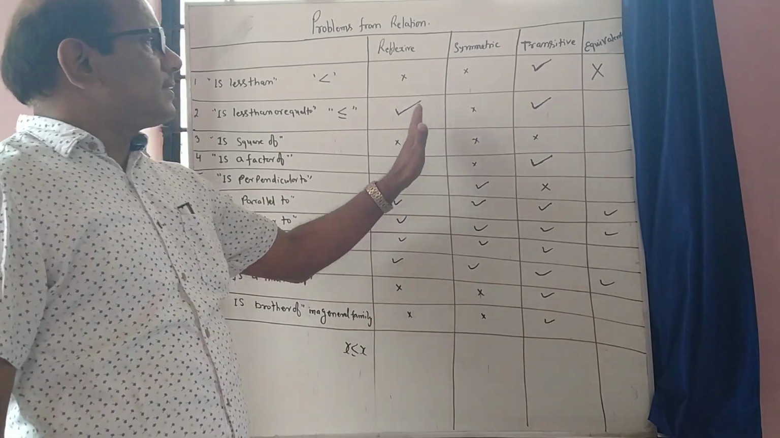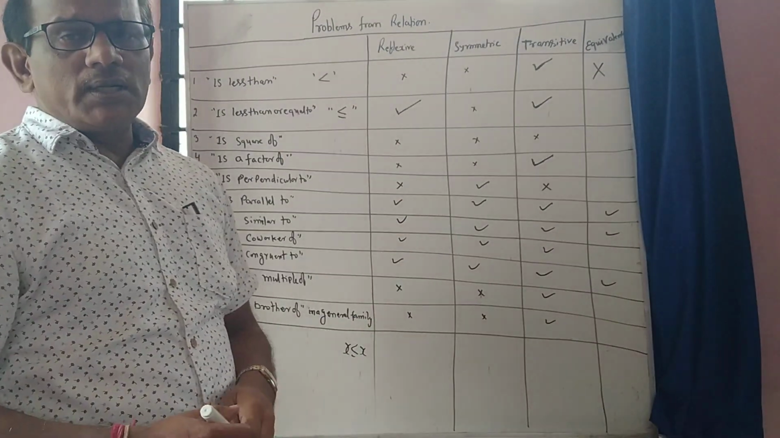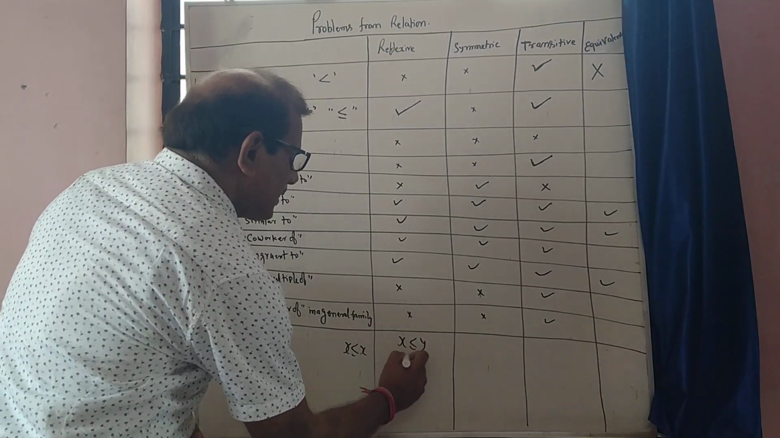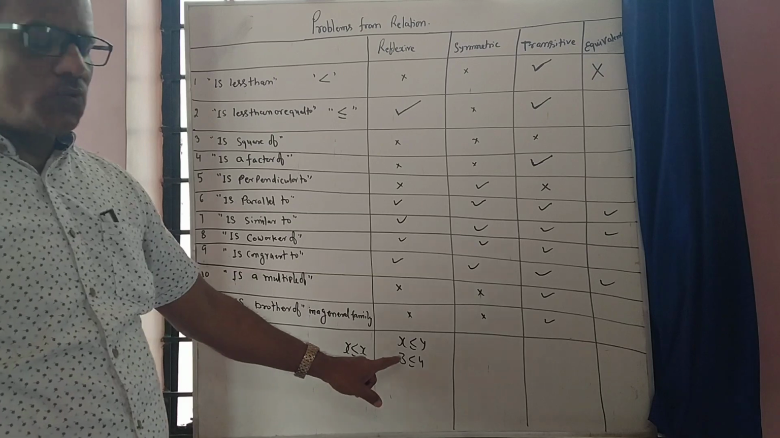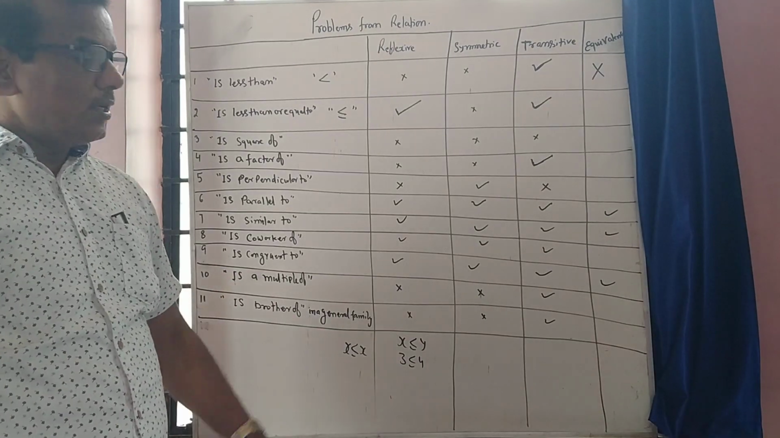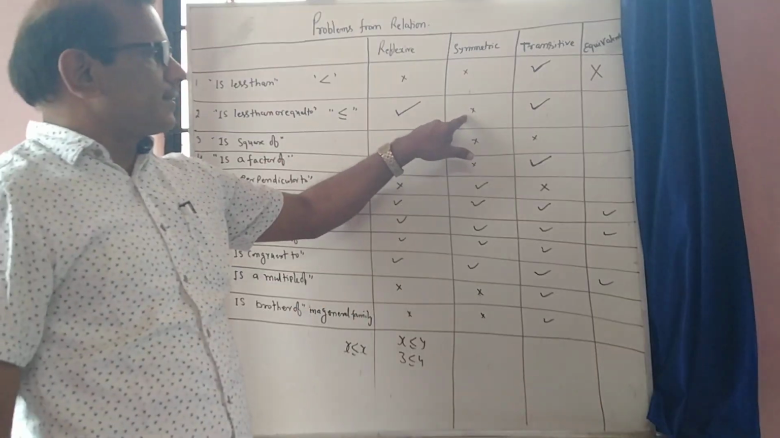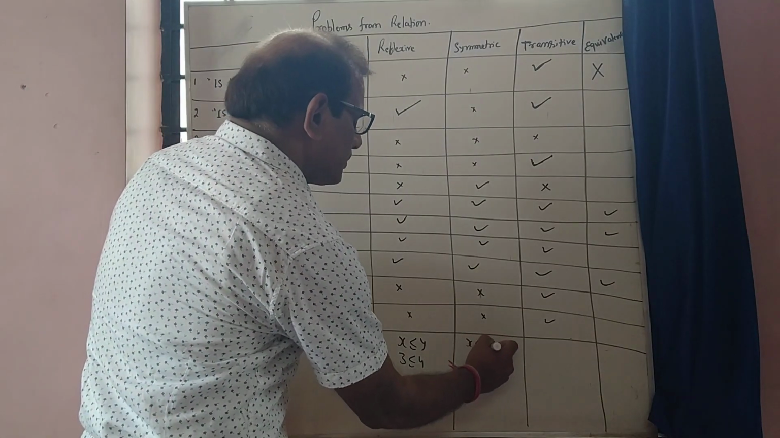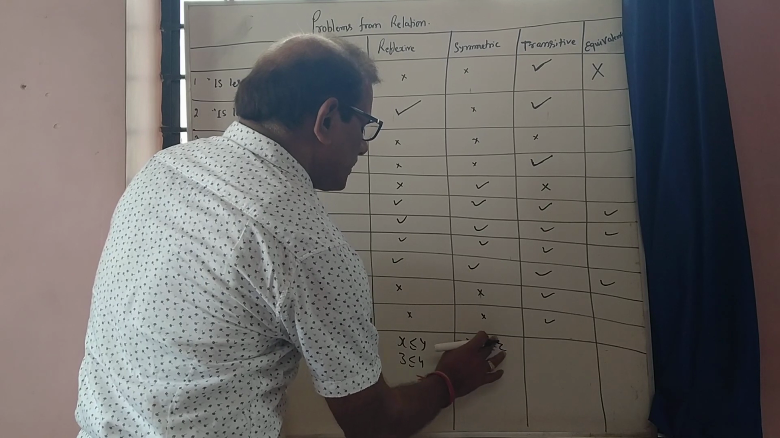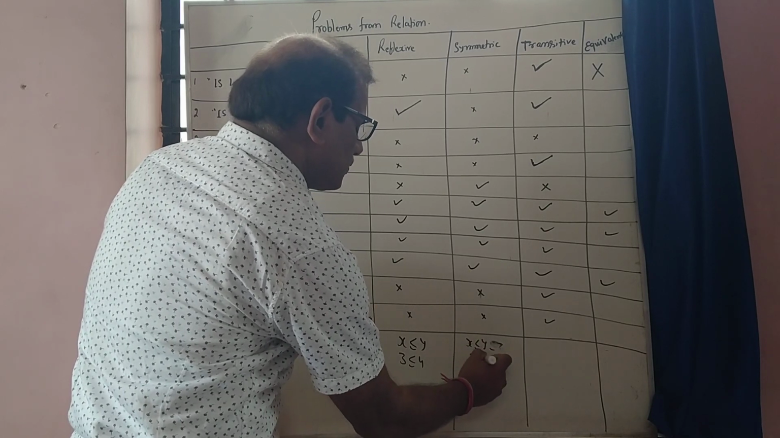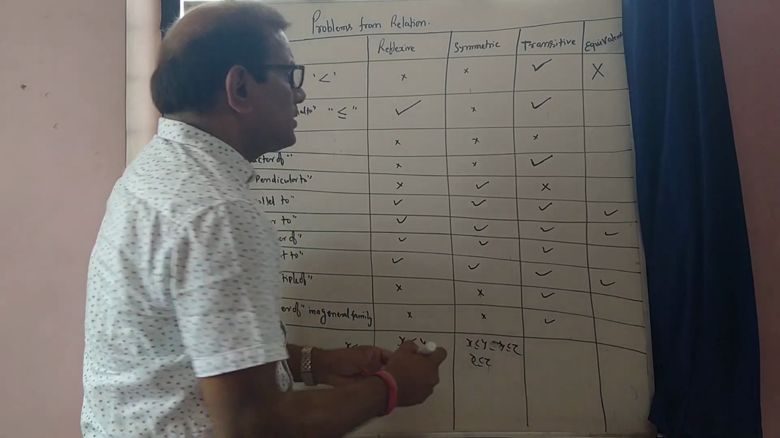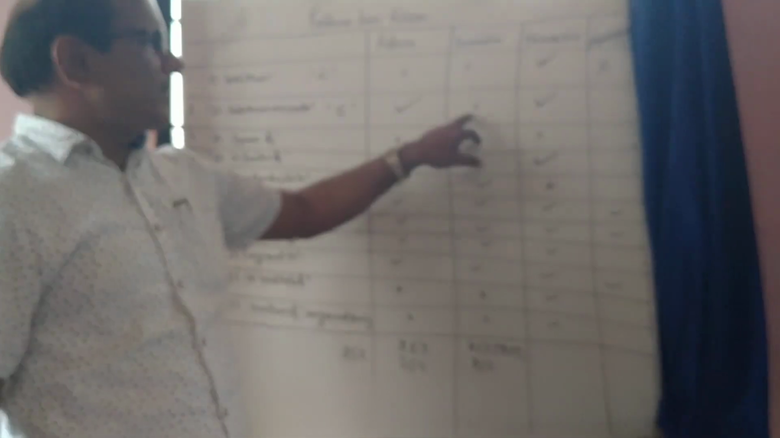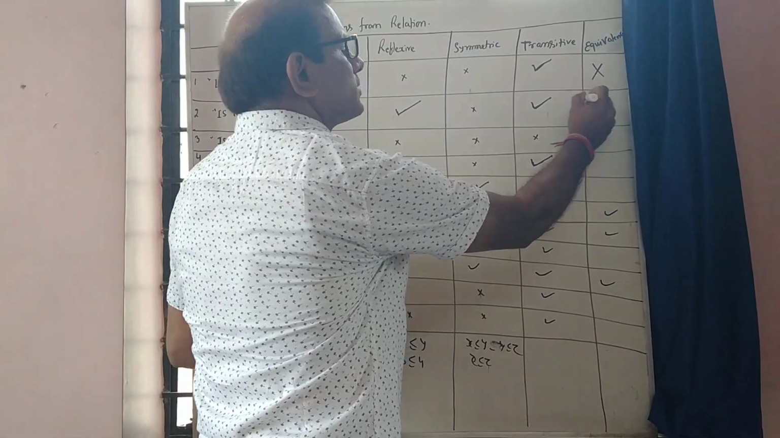Symmetric. If x is less than or equal to y, then y is not less than or equal to x; y will be greater than or equal to x. So 3 is less than or equal to 4. The statement is true. But 4 is not less than or equal to 3. Both sides not true. So it is not symmetric. Transitive: if x is less than or equal to y and y is less than or equal to z, then x is less than or equal to z. This is a transitive relation. So the less than or equal to relation is transitive and reflexive, but not symmetric, so not an equivalence relation.